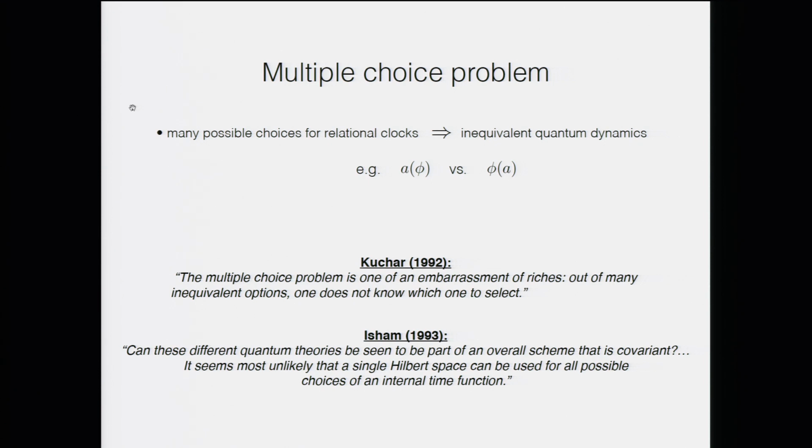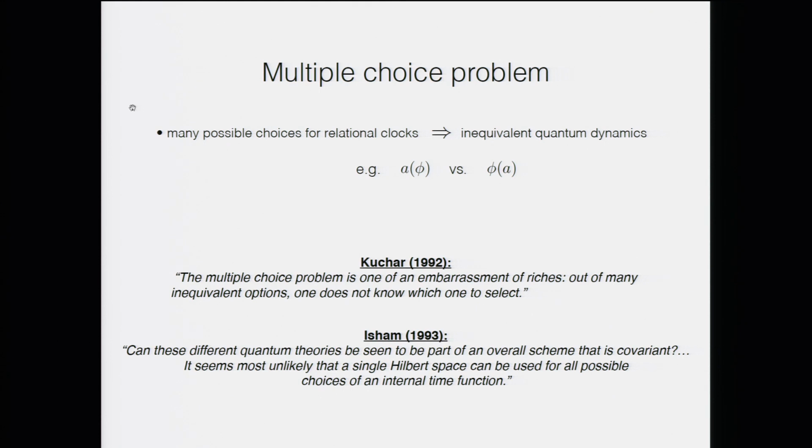In the discussion of the problem of time in canonical quantum gravity or quantum cosmology, there's a facet of it that's usually called the multiple choice problem. What is that? That's the problem that in generic general relativistic systems, there are no distinguished choices of internal times or relational clocks. And then there have been arguments that if you choose different relational clocks or internal times with respect to which you describe time evolution, that would give you inequivalent quantum dynamics. So in fact, even unitarily inequivalent quantum dynamics.